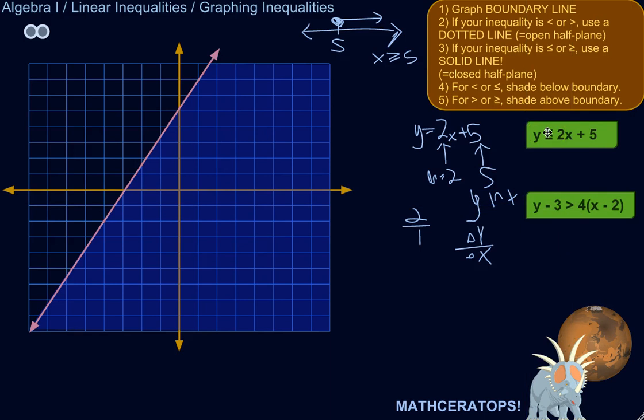So graph the boundary line first, determine whether it's going to be a solid line or dotted line, and then if it's greater than, shade above, if it's less than, shade below, and you are done.